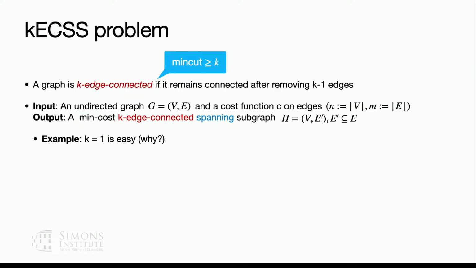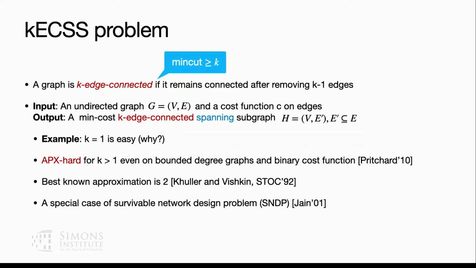For this problem, when k is equal to 1, it is kind of easy to solve, right? Because one-edge-connected is a tree, so this is the minimum spanning tree problem. But the problem becomes APX-hard as soon as k is at least 2, even on bounded degree graphs and binary cost functions. And the best known approximation for this problem is 2, which is known very long ago. And kECSS is a special case of the survivable network design problem, which is a much broader class.